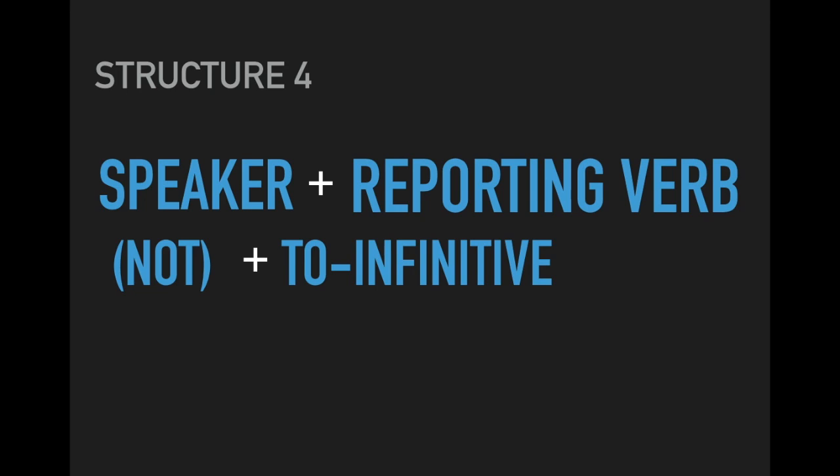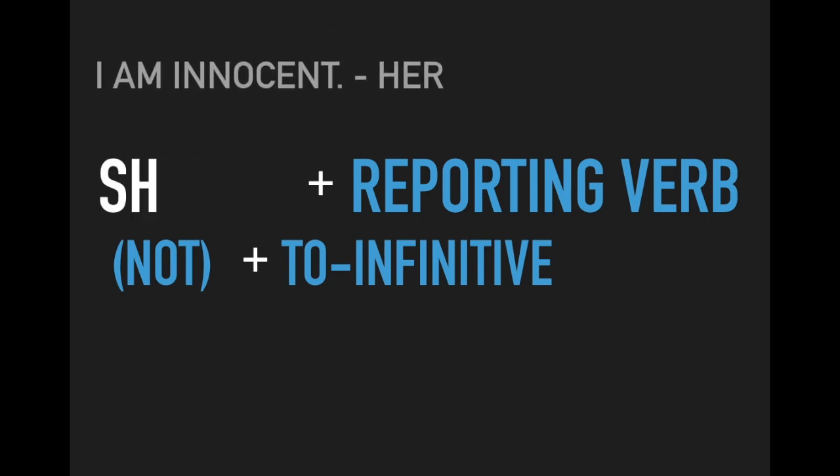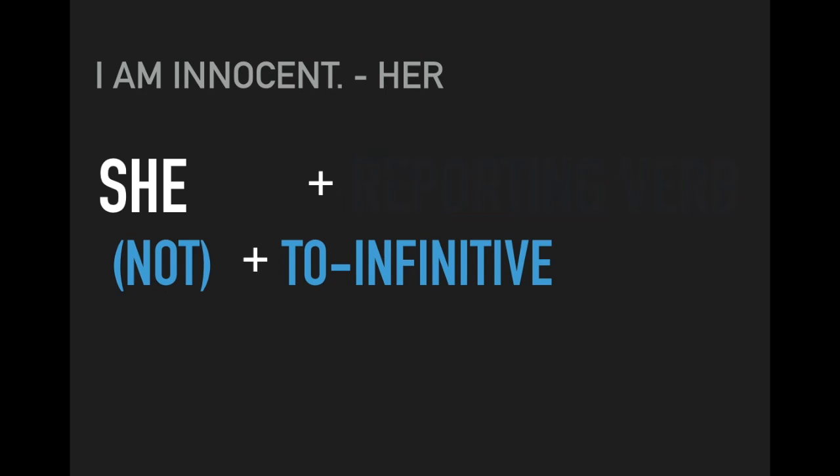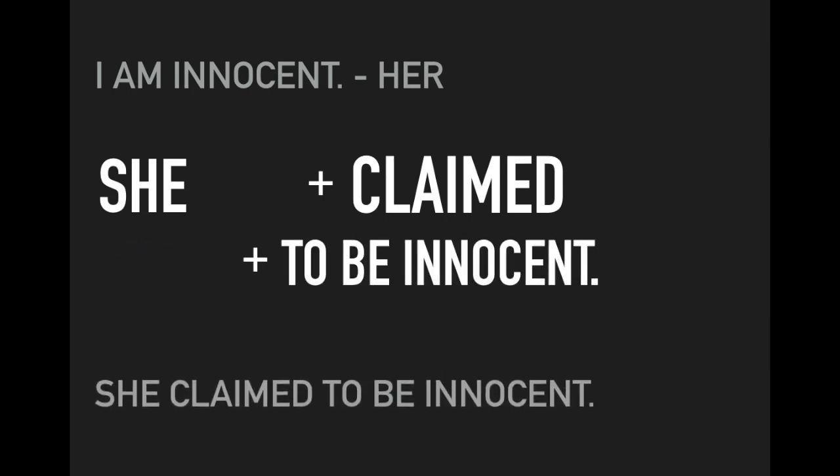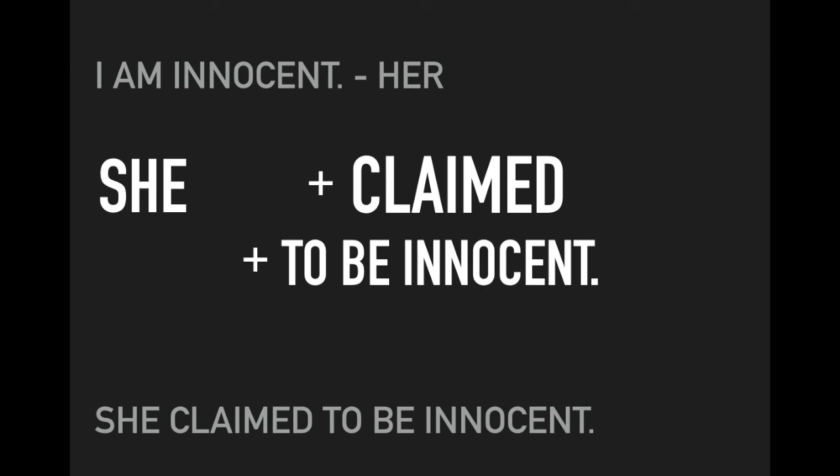Okay, let's see how we did. So our speaker still is she. The reporting verb I gave you this time was claimed. So we always start with those two pieces. She claimed. Here we don't have a negative verb, so we don't need to say not. And we're going to take the verb am and change it to its infinitive form. So if you said to be innocent, you are right. She claimed to be innocent.